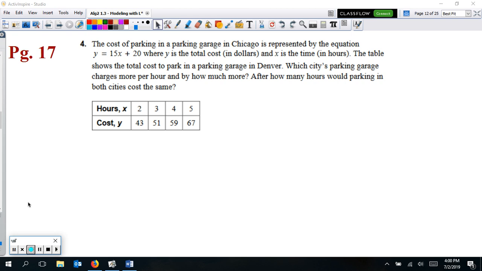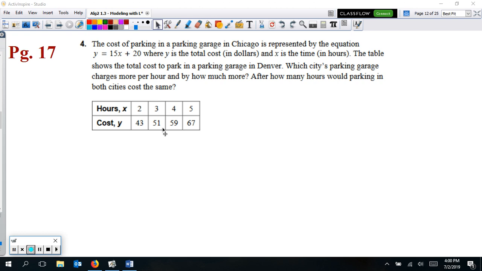It says the cost of parking in a parking garage in Chicago is represented by the equation y equals 15x plus 20. So again, that's a linear equation. Your slope is 15, your y-intercept is 20. That's what we need to be able to recognize from this equation right here. Slope 15, y-intercept 20. Y is the total cost in dollars, x is the time in hours.